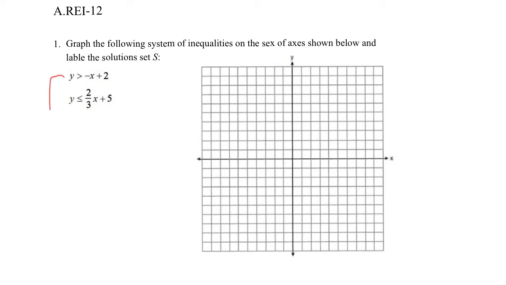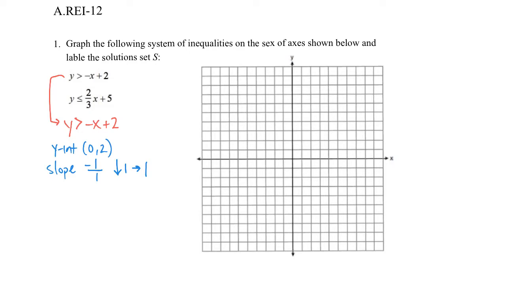So I'm going to start with this one right here. y is greater than negative x plus 2. I'm happy because this is already in y equals mx plus b form. So my y-intercept is going to be (0, 2). And my slope, notice there's no number in front of x, just a negative sign. That means my slope is negative 1, and we always write that as a fraction. So that's going to be down 1 and to the right 1.